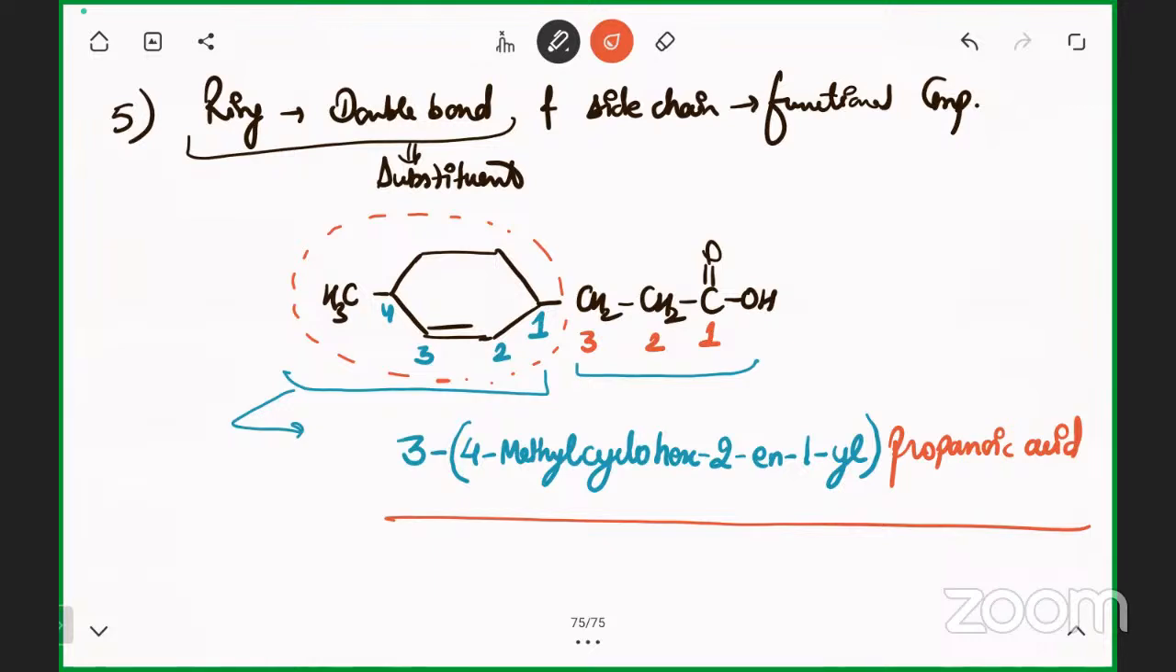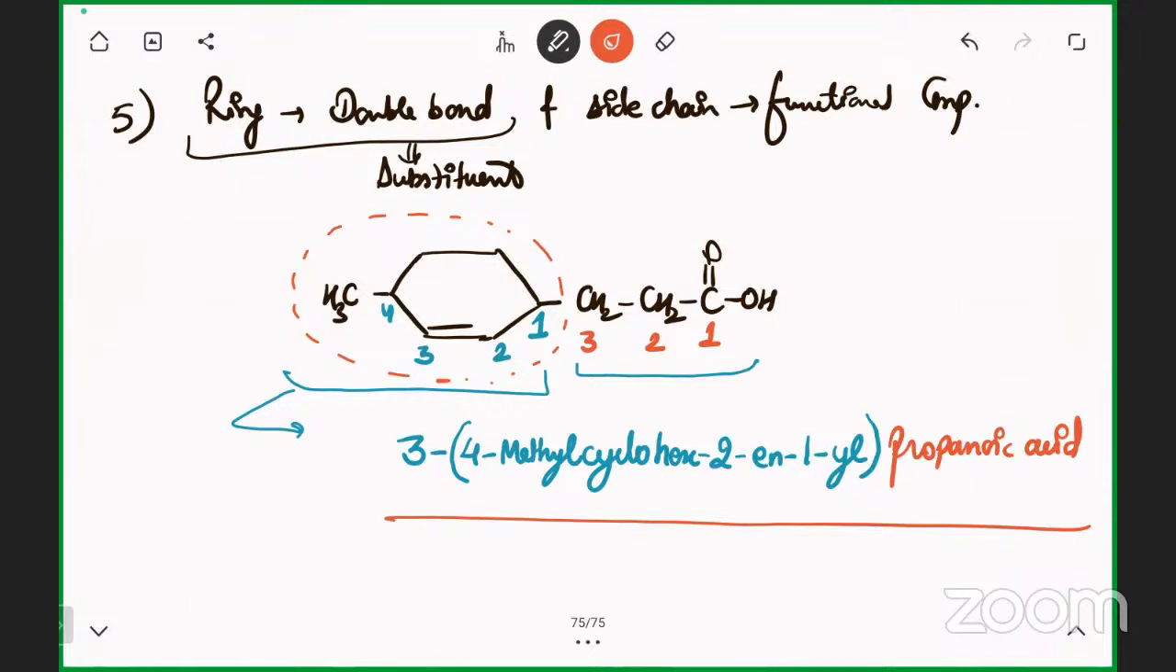Any confusion? See, if there is confusion, then don't keep your mouth quiet. Just speak. Only then is there a possibility that you can learn this thing.